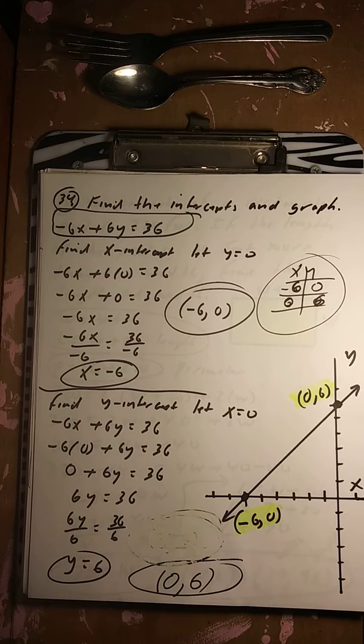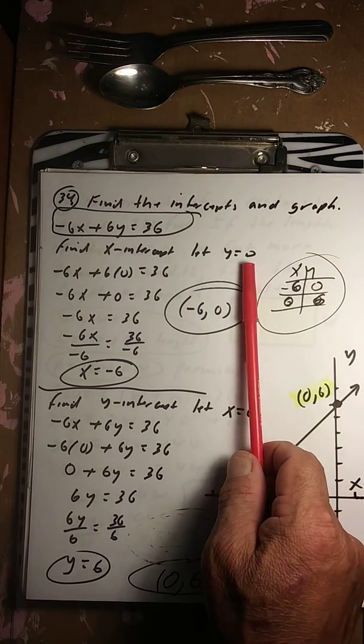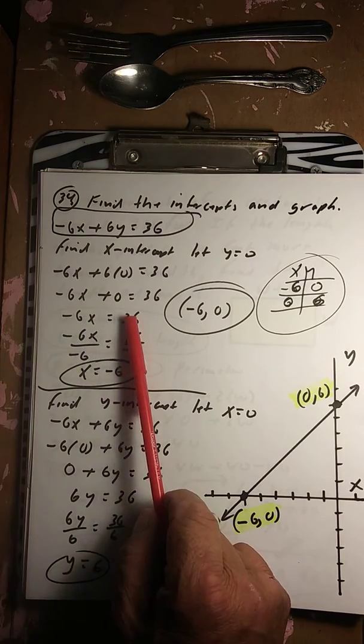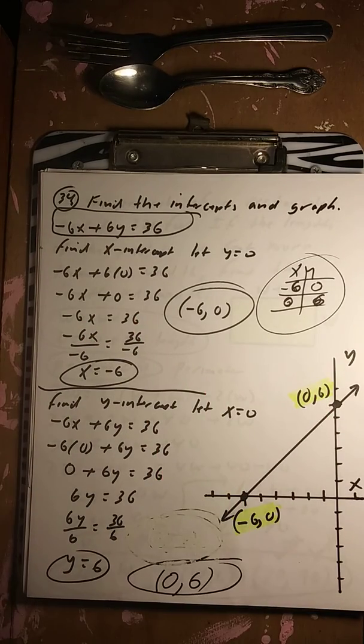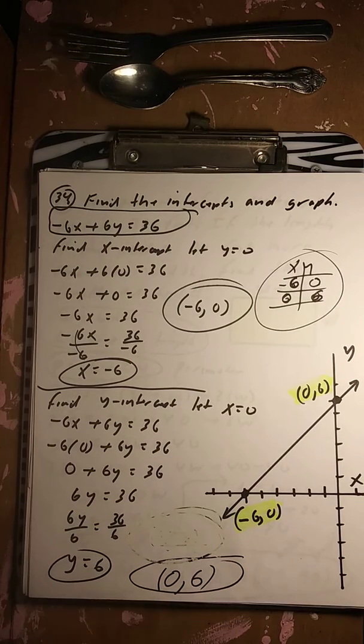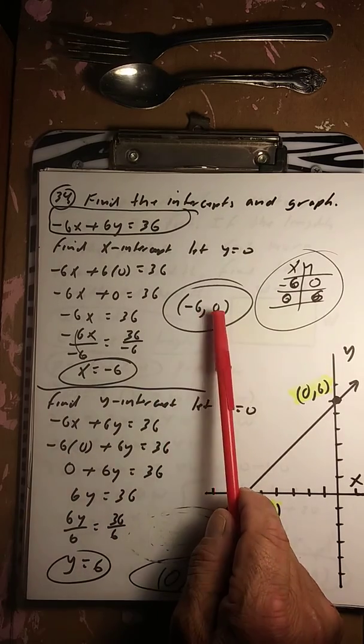Find the intercepts and graph. Okay. To find the x-intercept, let y equal 0. So there's a 0 there. That's going to be 0. Negative 6x is this. Divide by negative 6, divide by negative 6. And yes, these are going to cancel. Boom, gone. So now we have x is negative 6, or the point negative 6 and 0.